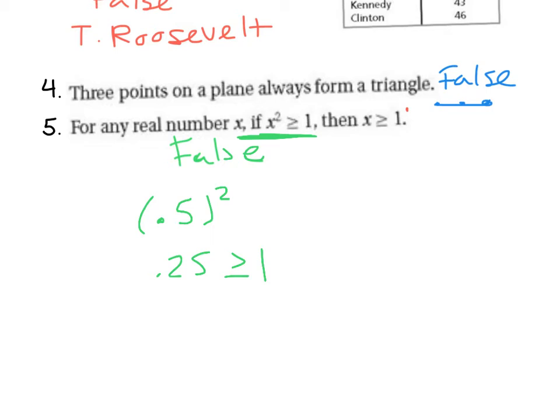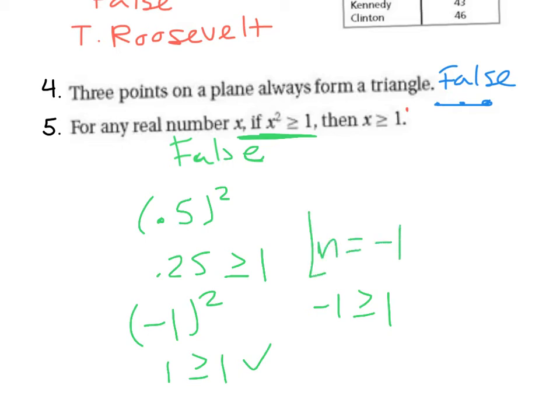So this doesn't prove the first part to be true. We need something that proves the first part to be true, but the second part to be false. -1. So if we had -1, what's -1 squared? 1. Is 1 greater than or equal to 1? Yes. So the first part's true. What about the second? Is -1 greater than or equal to 1? No. So the second part would be false. So our counterexample would be n is equal to -1.